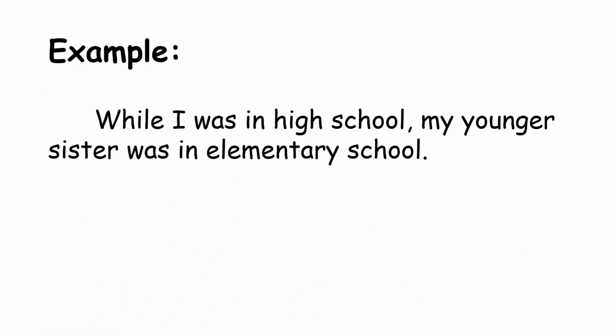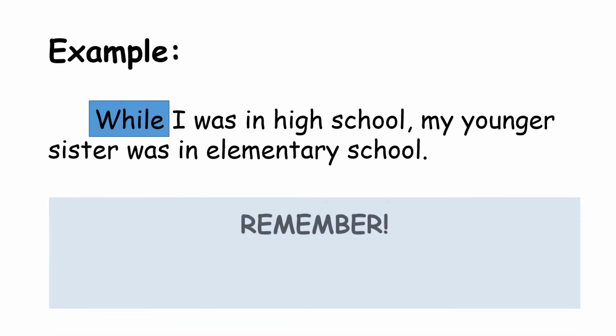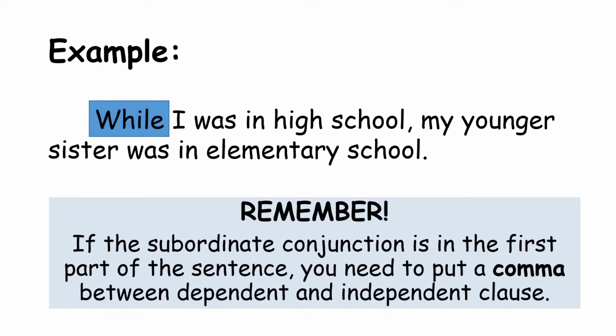Let's read this example. While I was in high school, my younger sister was in elementary school. Can you tell me the subordinate conjunction in this sentence? Great! The subordinate conjunction in this sentence is the word while. It is written in the first part of the sentence. Remember, if the subordinate conjunction is in the first part of the sentence, you need to put a comma between the dependent and independent clause.